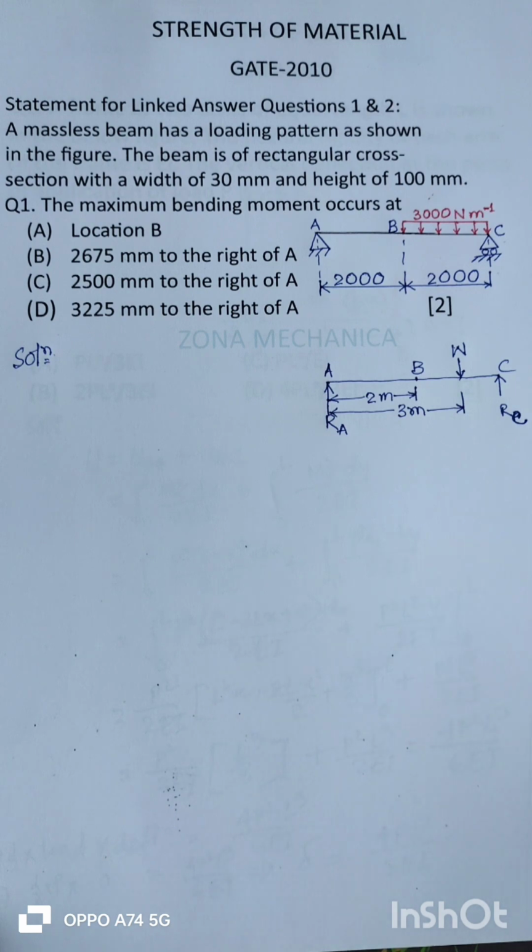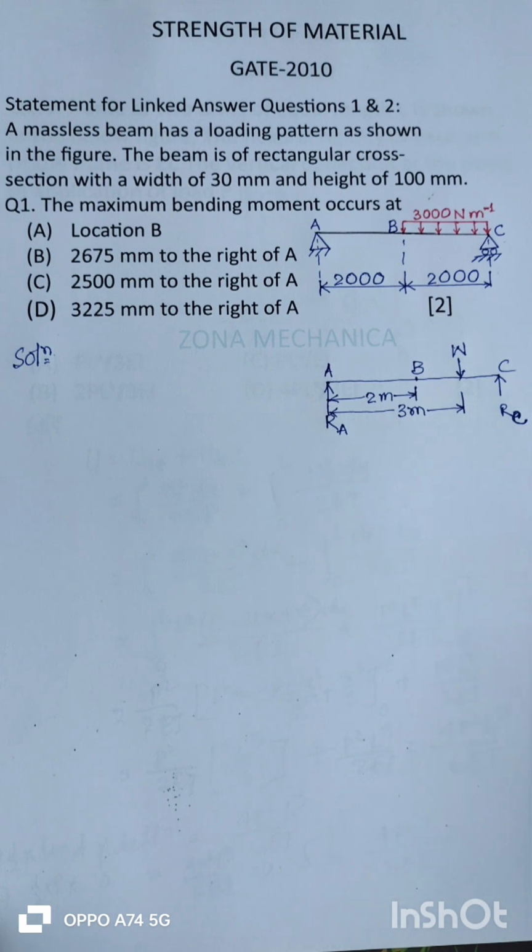The question is: the maximum bending moment occurs at which location? Option A, location B. Option B, 2675 mm to the right of A. Option C, 2500 millimeters to the right of A. And option D, 3225 millimeters to the right of A.